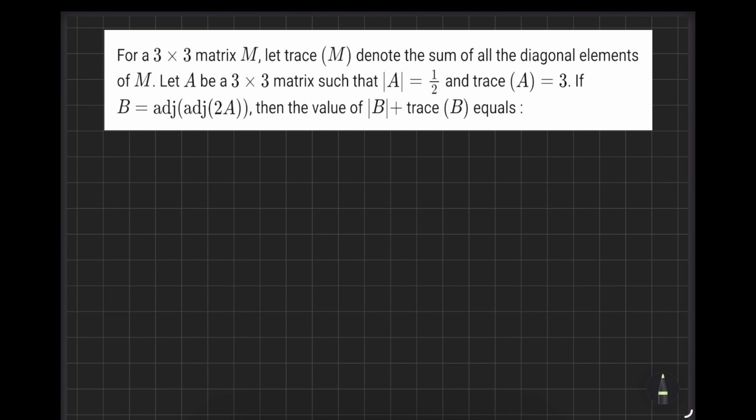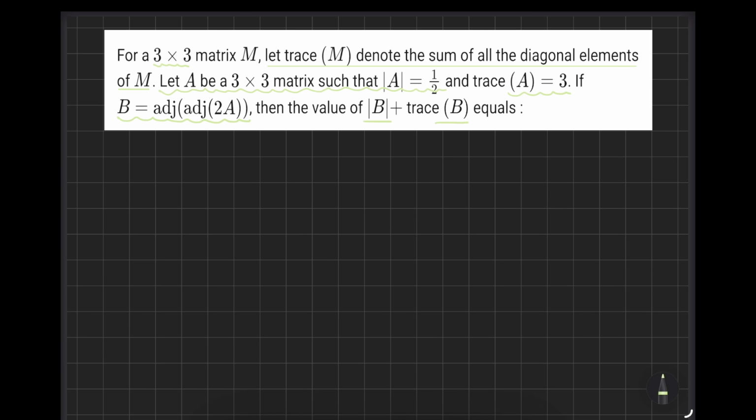So, we got a wholesome new problem which says: for a 3 cross 3 matrix M, the trace of M denotes the sum of all the diagonal elements of M. Okay, so they have defined what is trace. Let A be a 3 cross 3 matrix such that determinant of A is 1 by 2 and trace of A is 3. If B equals this, then the value of determinant of B plus trace of B is.